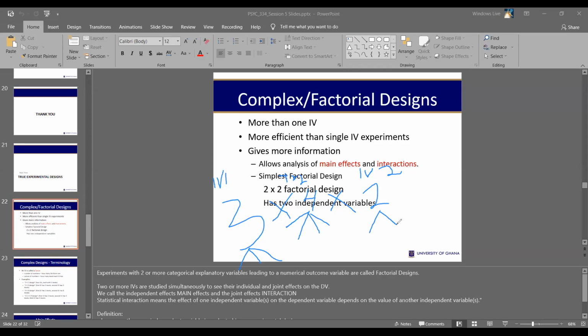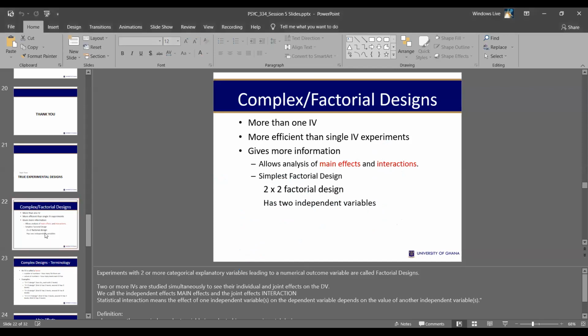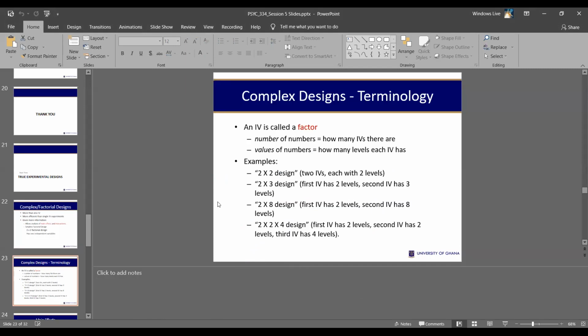And I'm really emphasizing this because you can go through your past questions. These things normally come up in factorial design. They can easily bring maybe a 2 by 4 factorial design and ask you how many IVs are in there, how many levels can you find? Okay, so I think within your slides, they've done a few of them, so we can go through them and see.